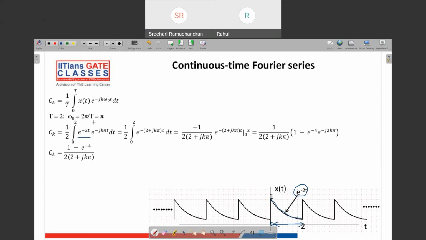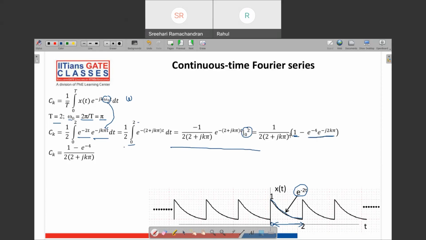So e to the power minus 2t, e to the power minus j k pi t. Here omega naught is given by 2 pi by capital T, and capital T is equal to 2, which means omega naught is pi. So this is replaced by pi here. Now let's put it here. You'll get 1 by 2, integral 0 to 2 of e to the power minus 2 plus j k pi t. Once you integrate it, you get this term, with the limit 0 to 2. Putting the limit t equal to 0, you get 1, and for the t equal to 2 limit, you get this term.